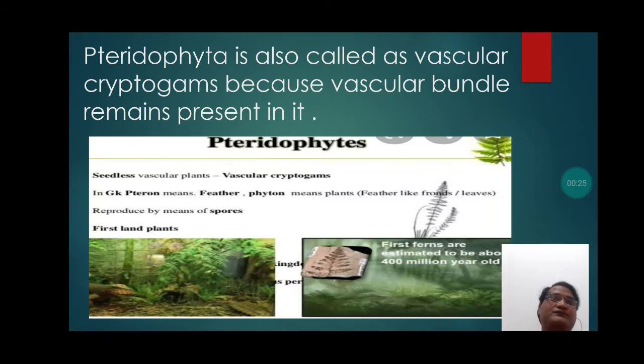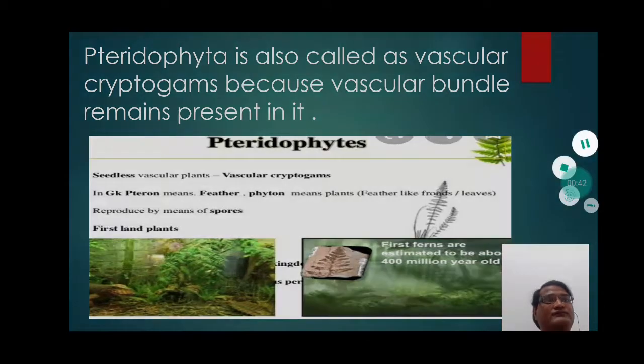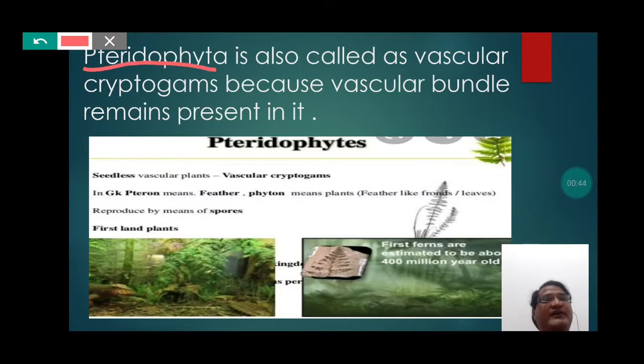Pteridophyta is also called vascular cryptogams because vascular bundle remains present in it. So students, Pteridophyta is also called vascular bundle cryptogams.